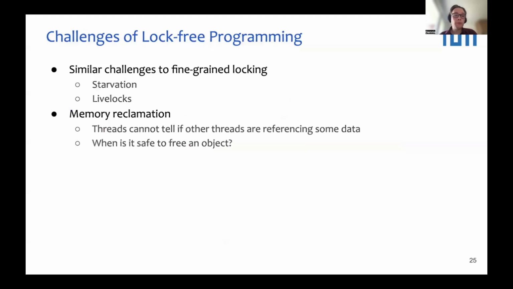However, lock-free programming still has some of the same challenges as fine-grained locking, such as starvation or live locks. And it can have other challenges, for instance with memory reclamation, as other threads cannot really tell if another thread is still referencing the data or not, because it could have either the old or the new version, and another thread cannot really tell this. Okay, so that concludes our parts with respect to the synchronization between threads.